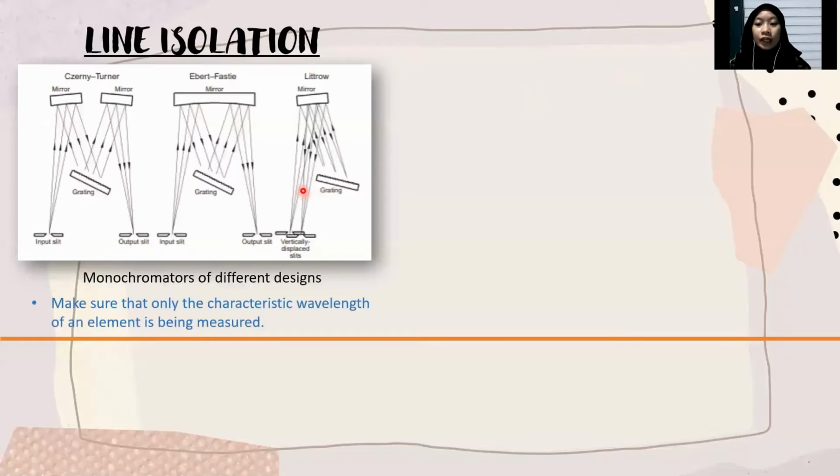Line isolation, on the other hand, ensures that only light of the characteristic wavelength of an element is being measured. The device used in the isolation is the monochromator, and the monochromator itself has many designs, and the three most common designs that are used are the Czerny-Turner, Ebert-Fastie, and Littrow configurations, which have advantages and disadvantages of their own.